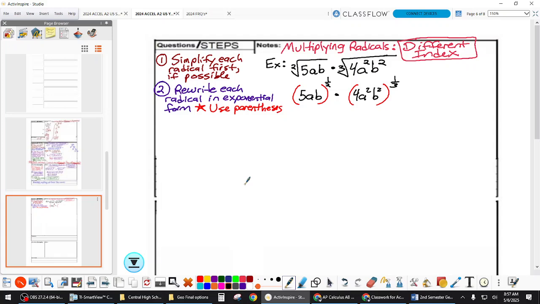Can we do anything yet? Can't, because we don't have the same base. Remember, our exponent rules only apply to the same base. Okay? So, our next step is to rewrite our exponents. Now we're rewriting again with the common denominator.